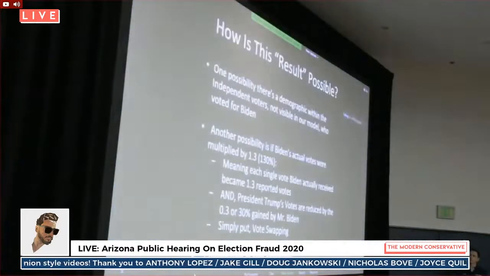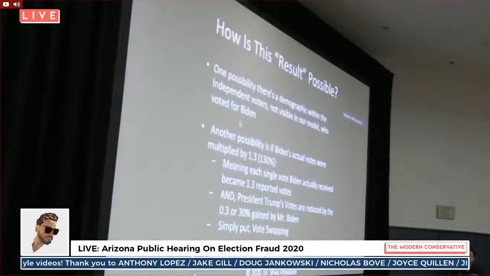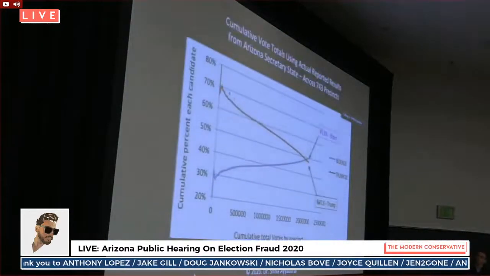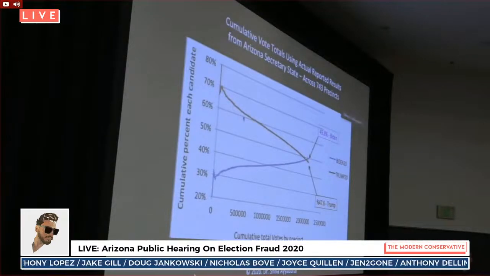So think of this, Mayor Giuliani, as a curve that represents the actual vote, what's called the cumulative vote count for Mr. Biden and President Trump. Okay, so this is the control. This is what actually occurred on election night. Does that make sense?